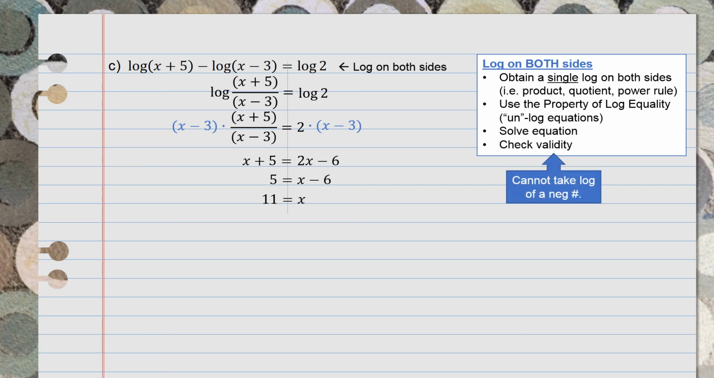Again, we're not done yet because we have to check the validity. In this case, we had log appearing multiple times, and we have to check all of them. So the first one was log of x plus 5, and I replaced x with the 11. Is 11 plus 5 a positive value? Yes. The second value we had was log of x minus 3. I replaced the x with the 11. Is 11 minus 3 positive? Yes. And then the last one was log 2. Notice there was no x, so there's no place to plug in, which means we can keep this solution.